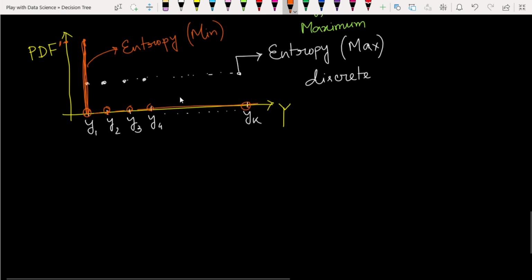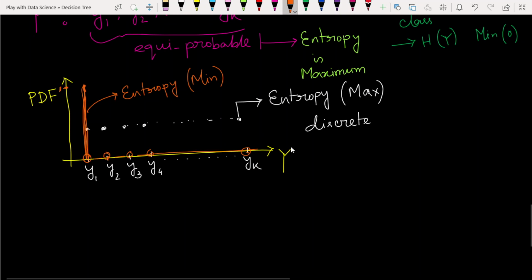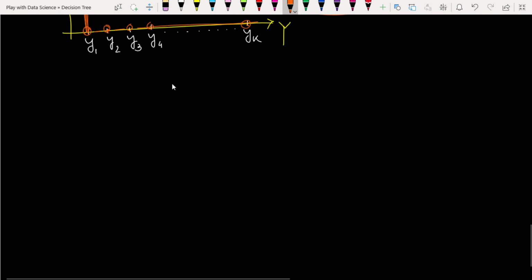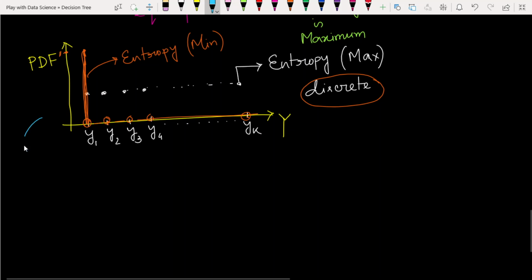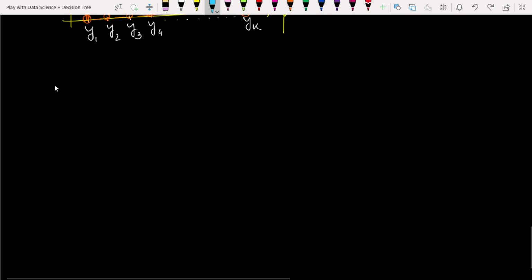Let's see this thing only for discrete cases. Now let's visualize this for continuous random variables. One thing we can conclude here: the more peaked a distribution is, the less its entropy. So let's first see this through a continuous case, then it will be more visualizable.